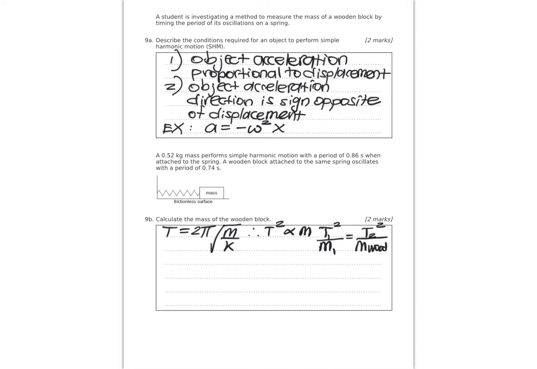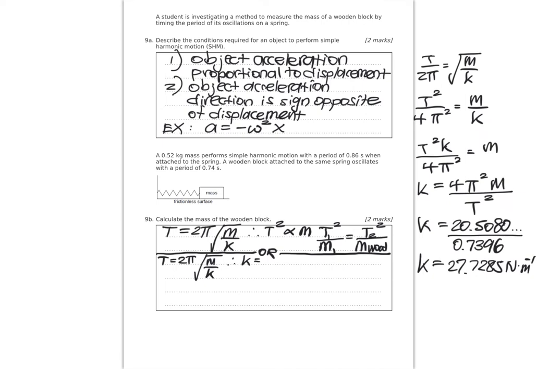I kind of like, with systems like this, just keeping it simple, using the known information to solve for, for instance, the spring constant, and then use that same spring constant, because it's the same spring, to solve for the mass of the wooden block. So here's that. Alright, so we're solving for k. They give us the mass right here. They give us the period right here. So I stick those in for m and T, and I'm solving for k.